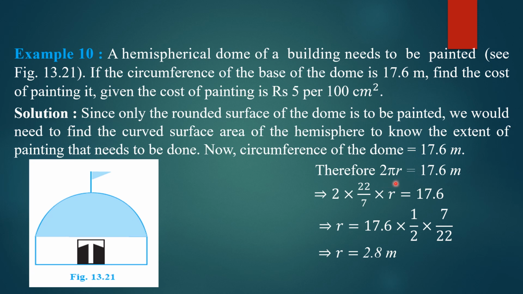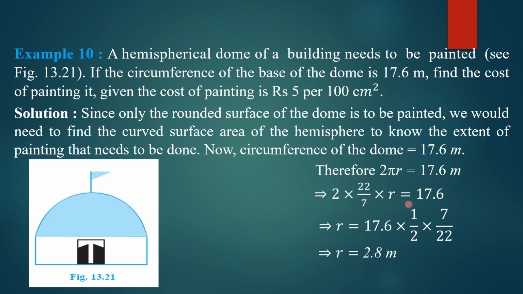Do you remember this formula, my children? 2 pi r is equal to 17.6 meters. Understood this step? This implies 2 into, what is the value of pi here? 22 by 7, into what is the value of r here? It was not given in the question. So, 2 into 22 by 7 into r is equal to 17.6. Understood this step, my children?